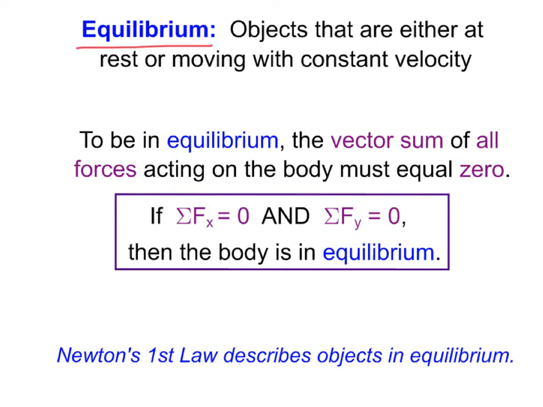The previous example of the physics book on the drafting table was not in equilibrium because the sum of these forces was not 0. The forces in the x direction were 2 newtons, and therefore that was not an object in equilibrium. Newton's first law, in essence, describes objects in equilibrium. Objects in equilibrium tend to remain in whatever state of motion they are in. If they're at rest, they will remain at rest. If they are at some constant velocity, they will remain at that constant velocity.